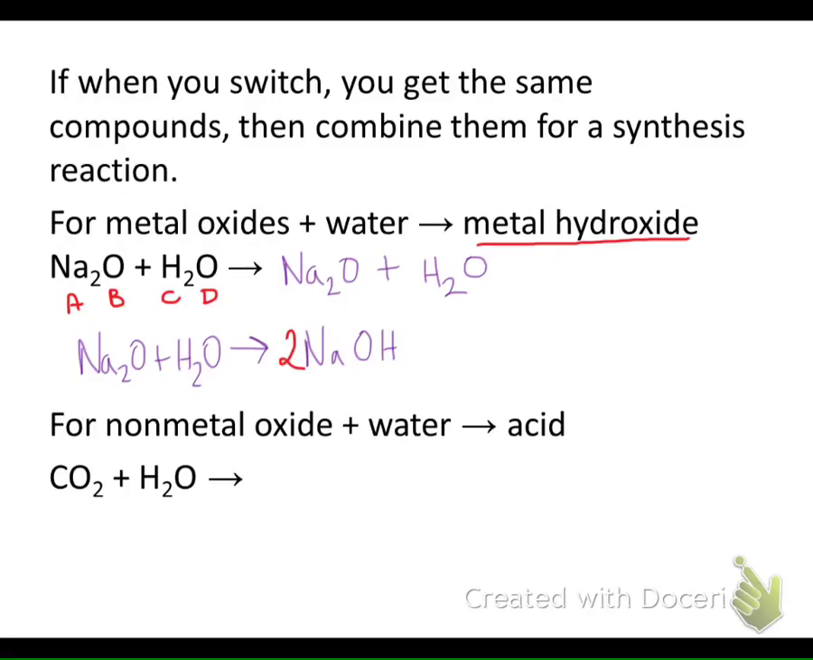The other example is if we have a non-metal oxide and water, and it will form an acid. And so here, if I switch it, it becomes the same thing. And so I just simply do a synthesis reaction now, and I combine the H2O and CO2 to become what I call carbonic acid. So notice all I did was take the C, there's my C, there's my two H's, 1, 2, 3 oxygens, and there you go.